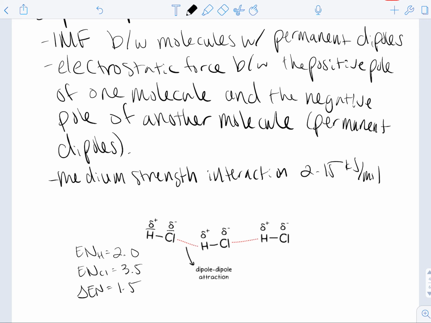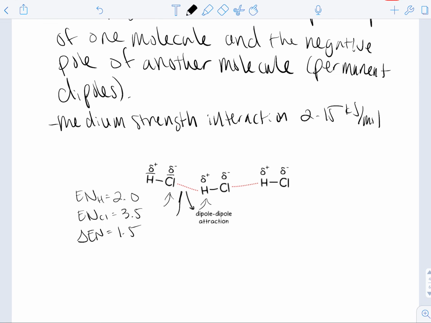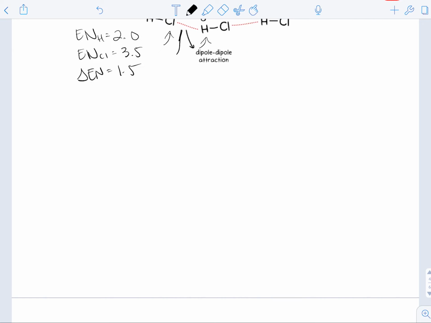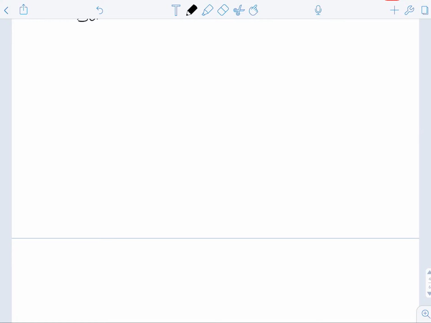That partial negative chlorine will interact with the partial positive hydrogen on a different molecule, and this right here, as is shown here, is going to be our dipole-dipole attraction. Okay, so anything that has a permanent dipole can do a dipole-dipole interaction. Okay, last one we want to look at is hydrogen bonding.